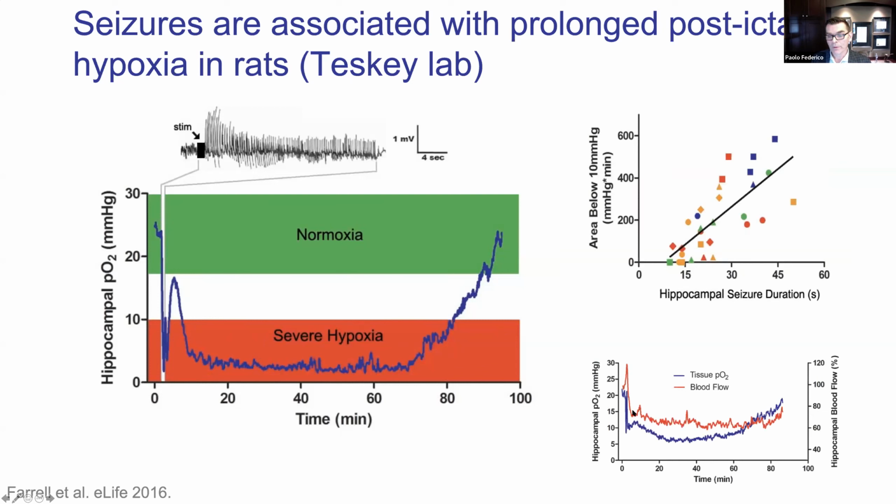He also, in some other animals, measured the blood flow, shown in red here, and showed that at the same time as there is significant reduction in PO2, there is profound hypoperfusion as well.